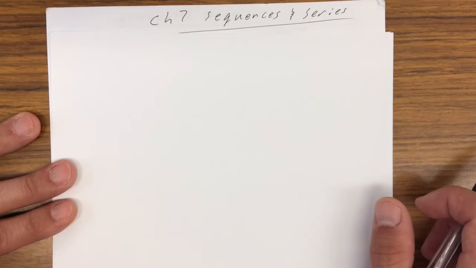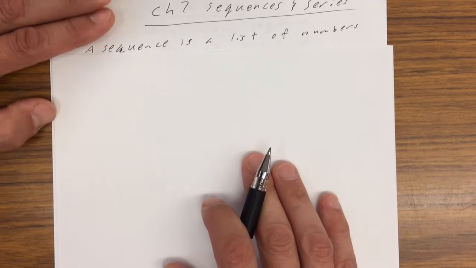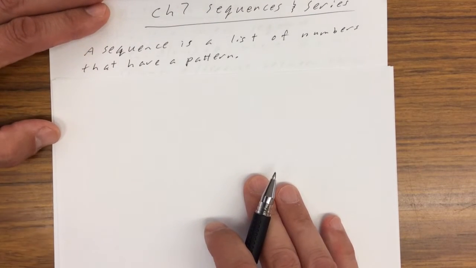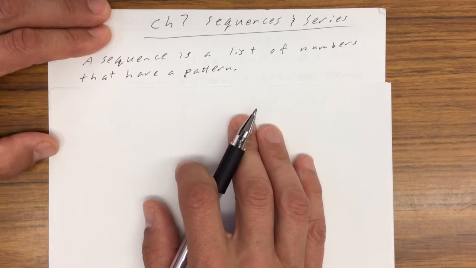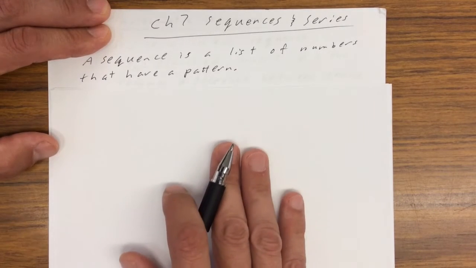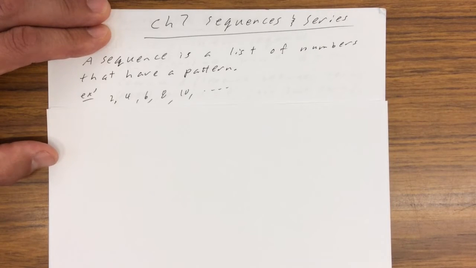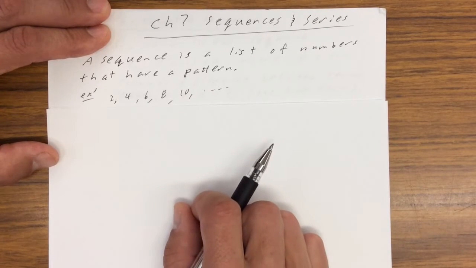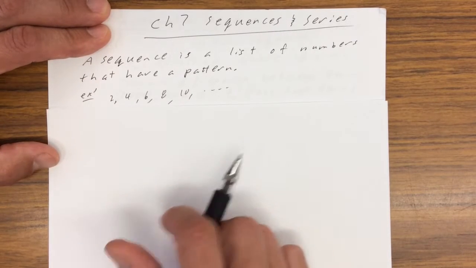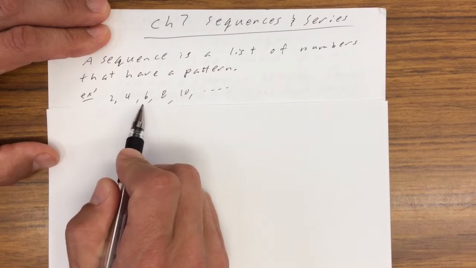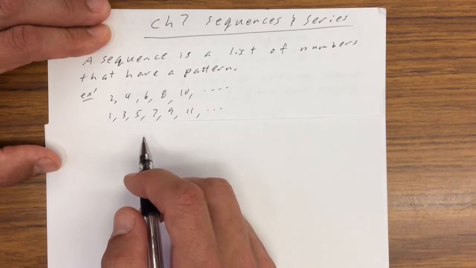We're going to define what a sequence is, and that definition is basically just a list of numbers that have a pattern. So a list of numbers that have a pattern would be considered to be a sequence. Some mathematical pattern. So for example, 2, 4, 6, 8, 10 is a sequence of numbers. So you keep going up by 2, that is the pattern, starting from 2.